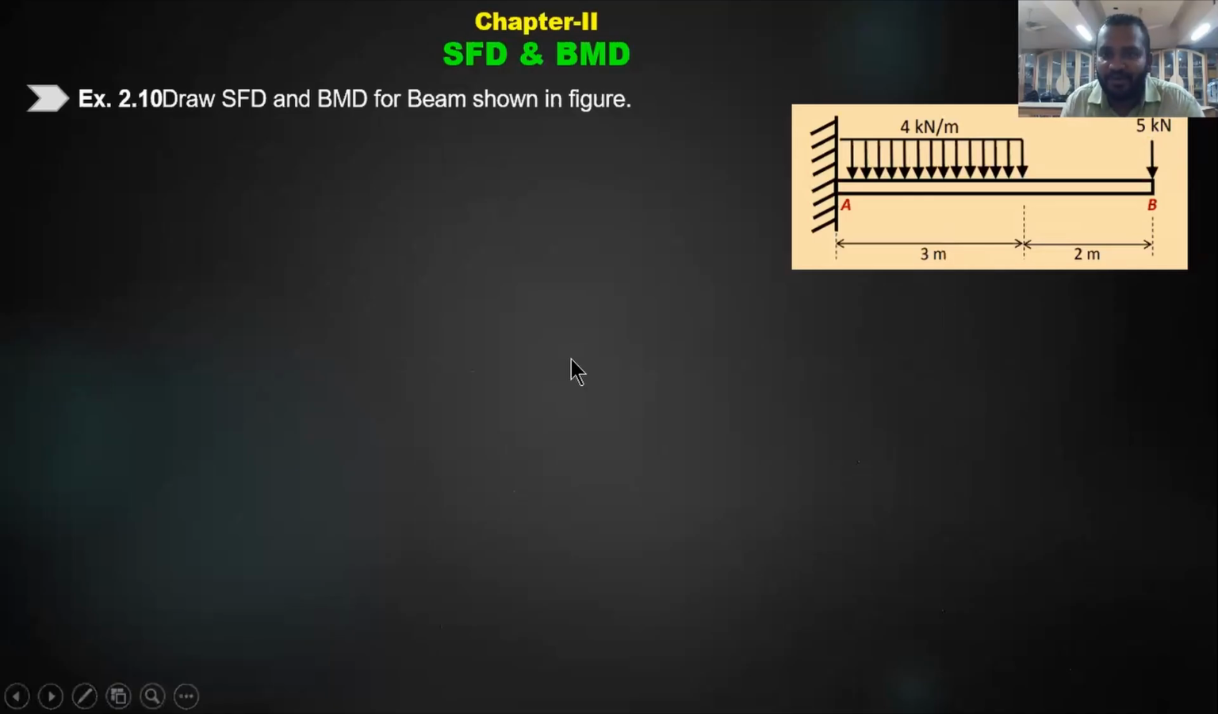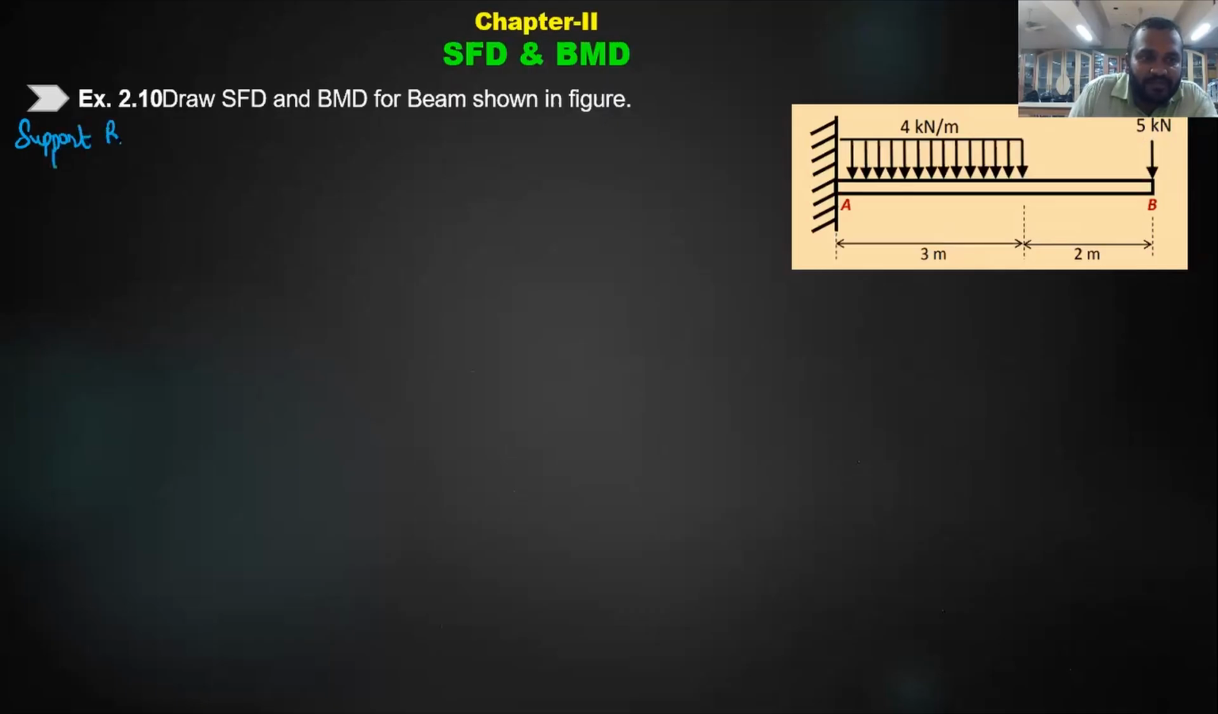How will we do this now? Yes, sir. So first we will find the UVL. There is no UVL, it is UDL, sorry. Okay. So let us go for support reactions. All of you calculate the support reactions and tell me.